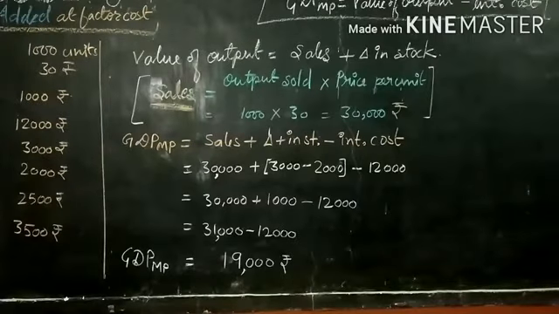To calculate the value of output, we require sales and change in stock, minus intermediate cost. Output sold is 30,000 plus 1,000 minus 12,000. Price per unit is 30 rupees, and in the question output is sold at 30 rupees per unit, with 1,000 units sold. By multiplying both these terms, we get the value of output, that is 30,000.